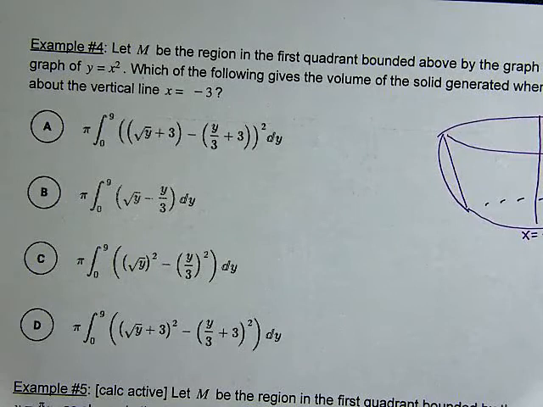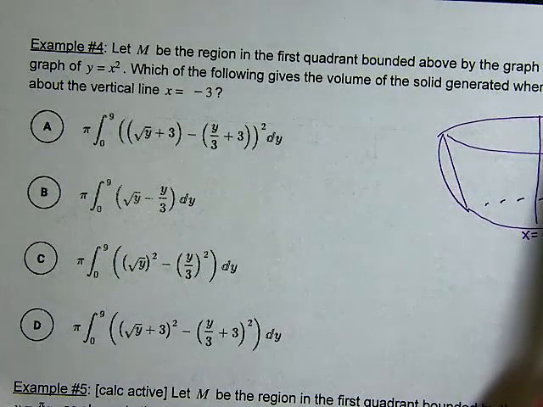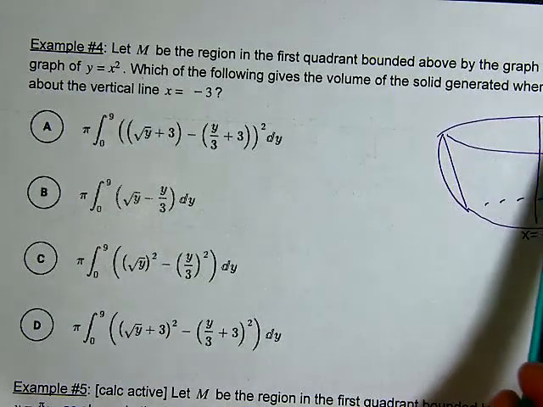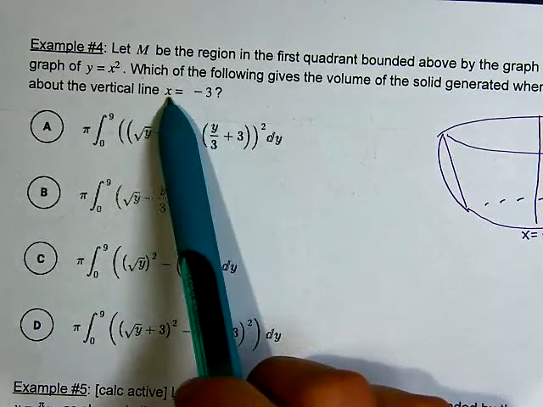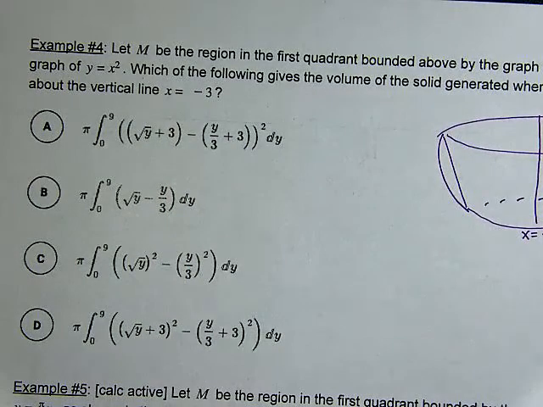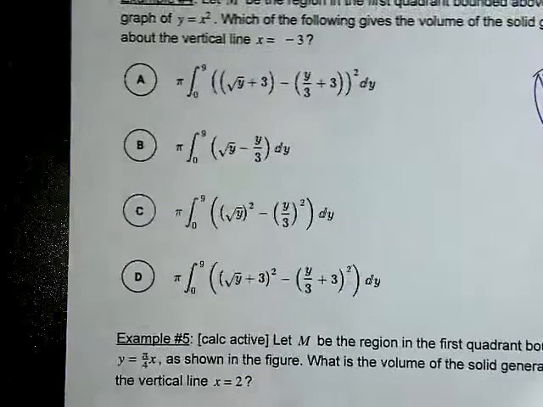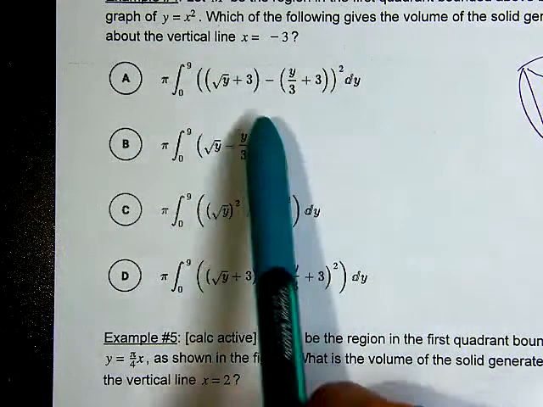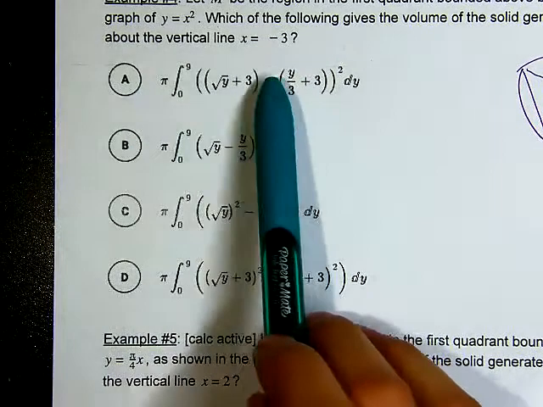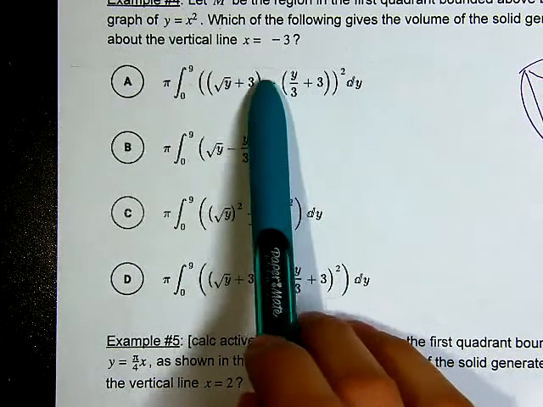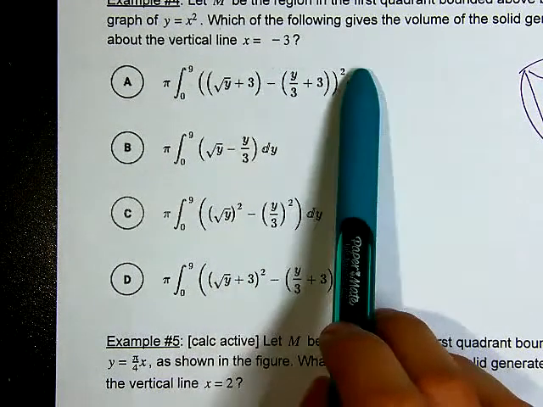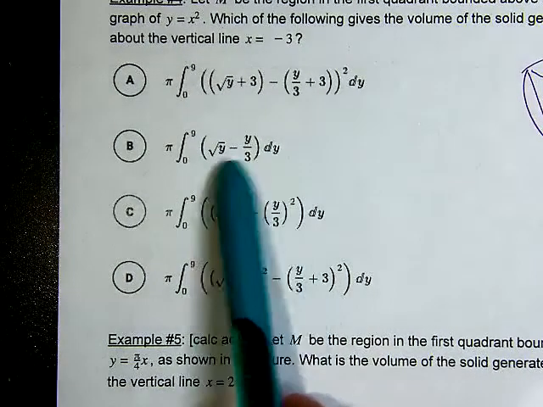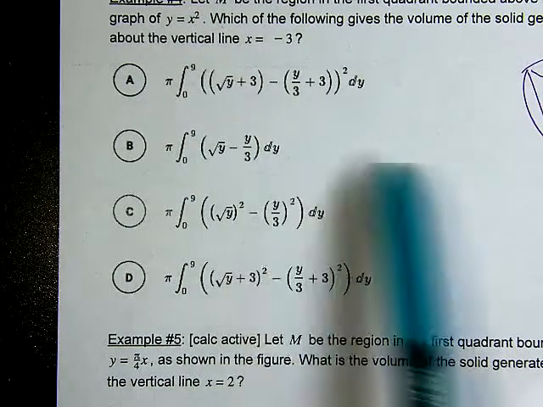So we have y equals 3x and y equals x squared, and we want to generate it around the vertical line x equals -3. So you'll notice this is a multiple choice question, no calculator necessary because we're not evaluating. Already we can throw out A and B. Now you'll notice A has a squared, but it doesn't square the outside radius minus the inside radius. So this is not a correct setup. Here you'll notice there's no squared at all, so we're not even finding volume of something.